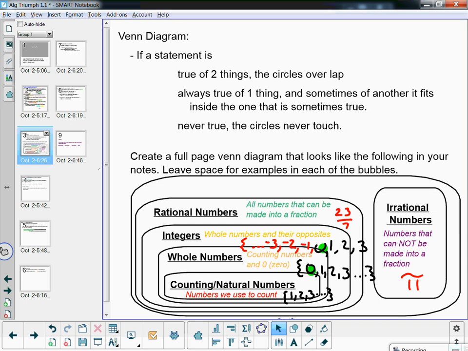So, rational numbers and irrational numbers, they're 2 separate bubbles. It is never true that a number is both rational and irrational. The bubbles never cross. This is important. This is the statement up here. The circles never touch. Finally, there's one outer circle, real numbers. All the numbers we're working with are not imaginary. We call them real. Real inventive, huh?